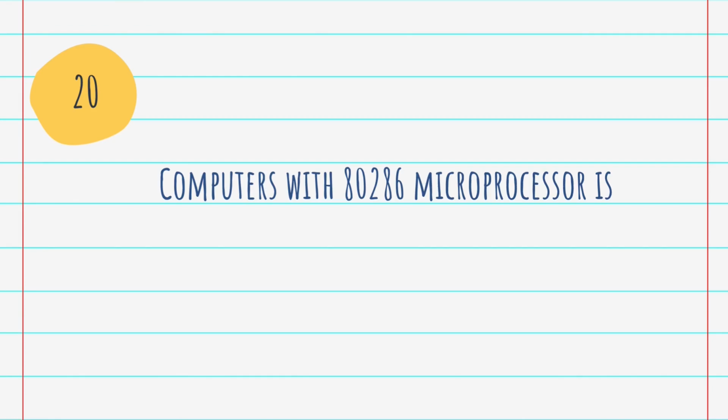Question number 20. Computers with 80286 microprocessor is. Computers with 80286 microprocessor is AT computers. 80286 microprocessor is a 16-bit microprocessor that has the ability to execute 16-bit instructions at a time. It has non-multiplexed data and address bus. The size of data bus is 16 bit, whereas the size of address bus is 24 bits. It was invented in February 1982 by Intel.